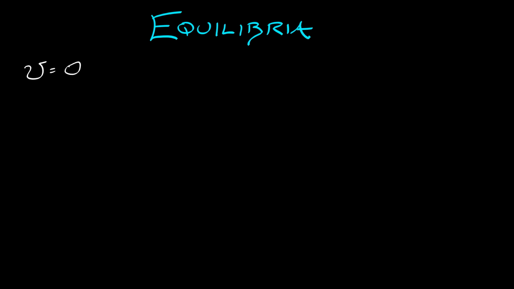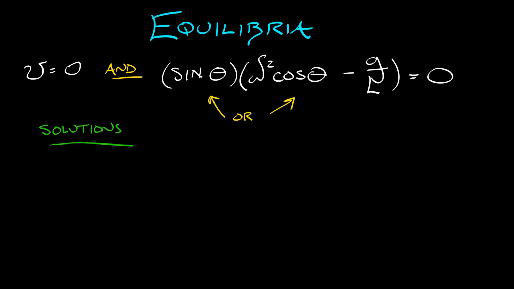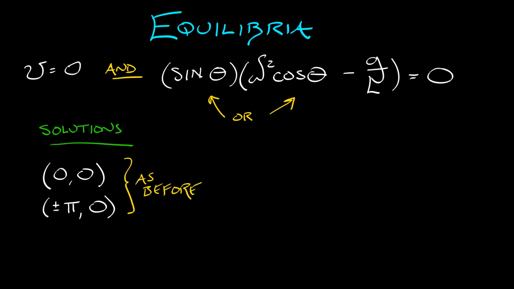Next, we're going to take this system, solve for the equilibria. Clearly, we need to satisfy both v equals 0 and, factoring out a sine theta, sine theta times quantity omega squared cosine theta minus g over L equals 0. Now, because of that factoring, there's an or situated in there. Working with sine of theta first, we see that we have a couple of familiar solutions. The first being at 0, 0 at the origin. The second being at plus or minus pi, comma 0.